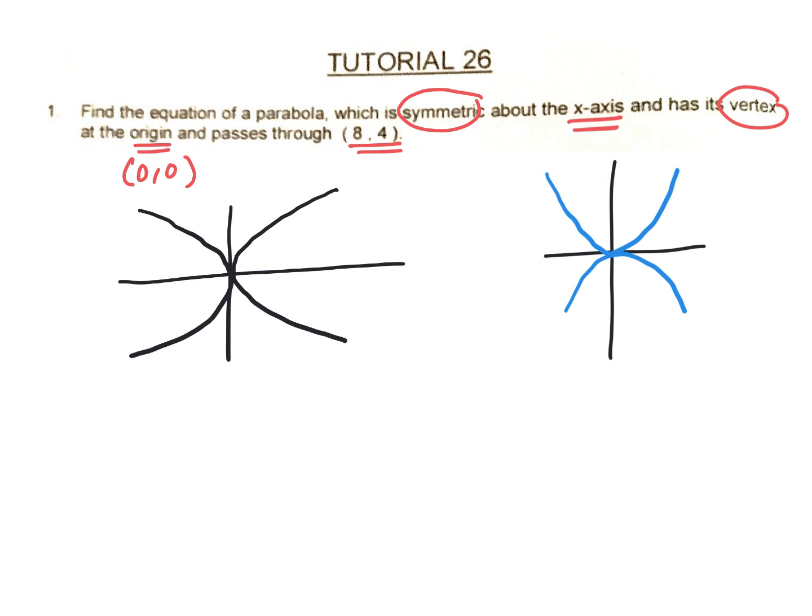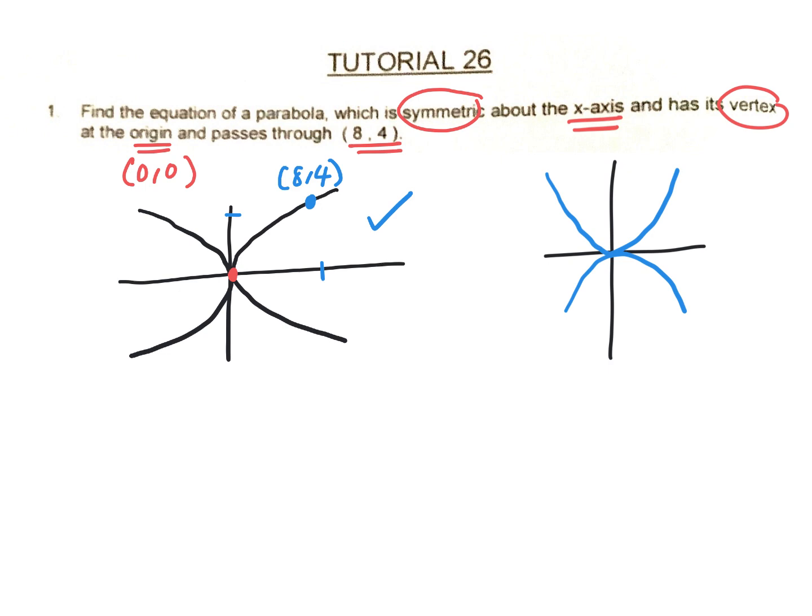So the origin should be the vertex, and it passes through the point (8, 4). Here we can identify whether it opens to the right or to the left, because it passes through 8, so let's say this is 8 and somewhere 4 here. So we can say that this is the coordinate (8, 4). So this will be the shape of the parabola.